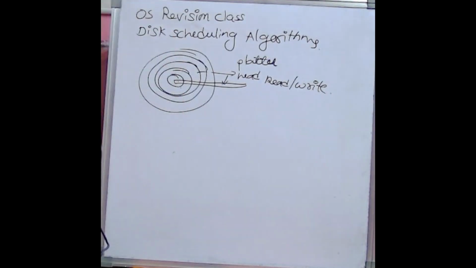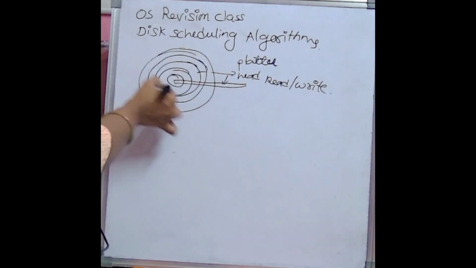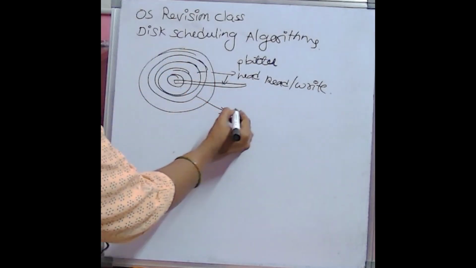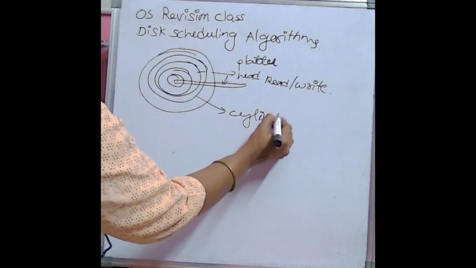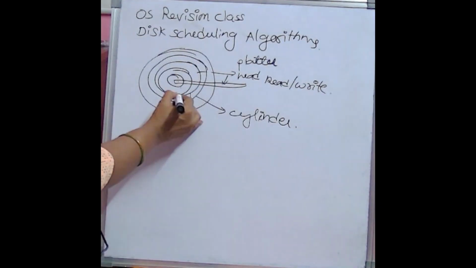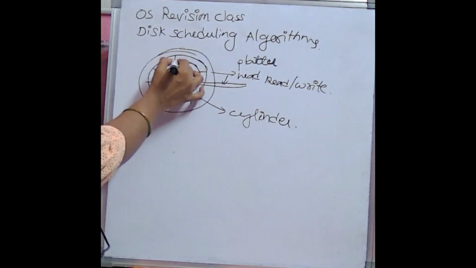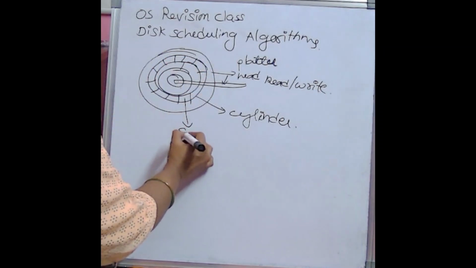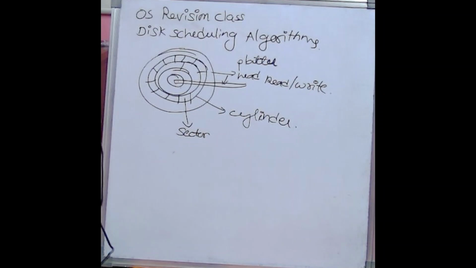So for these scheduling algorithms, what we are doing is reading or writing the data in the disk. If data is already stored, we are trying to read it. If you want to store some data for the first time, that we call write. Generally the hard disk is in this circular shape, and it is divided into a number of circles. Every circle we can call a cylinder. And this is again divided into equal parts. This equal part we call a sector.